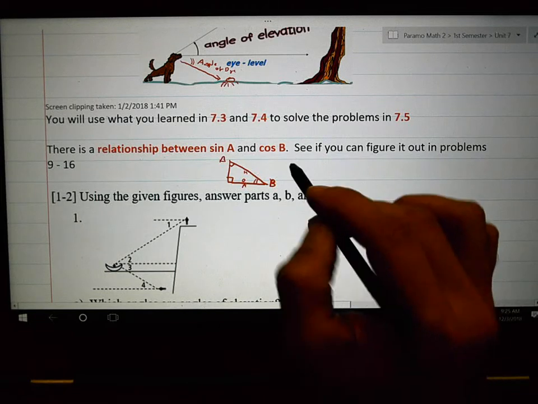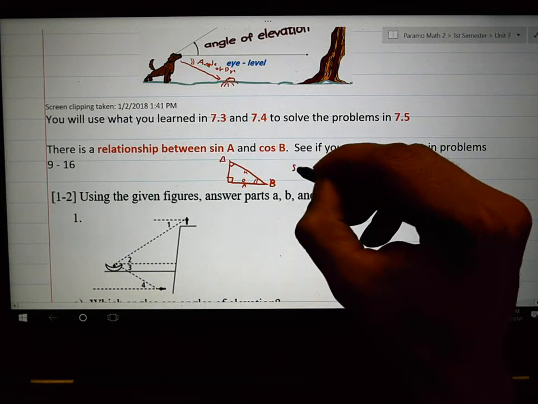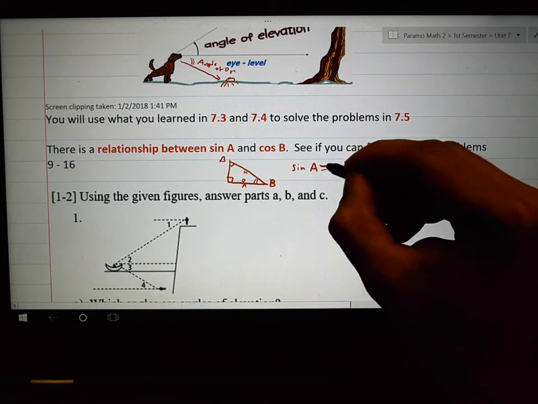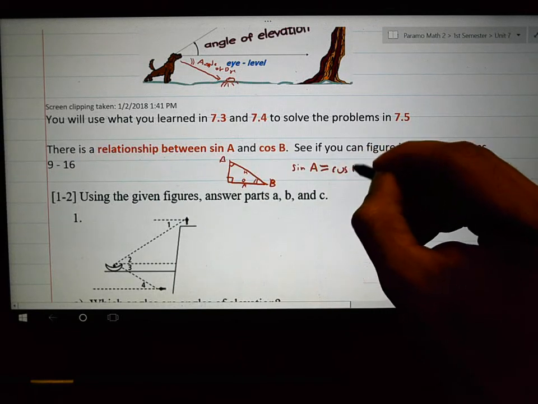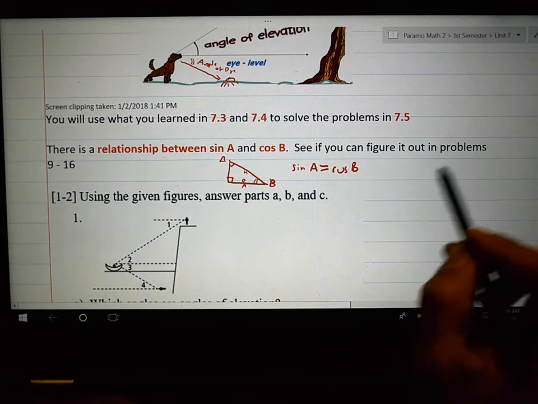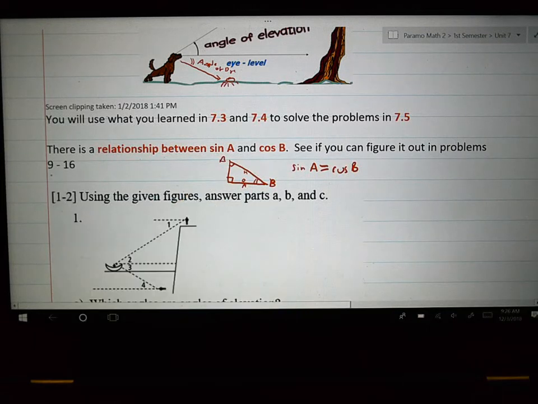Matter of fact, since you have your notes out, let's make sure that you know this in your notes. The sine of A is always going to be equal to the cosine of B. We're going to put that there, and I'm hoping you can see it in problems 9 through 16.